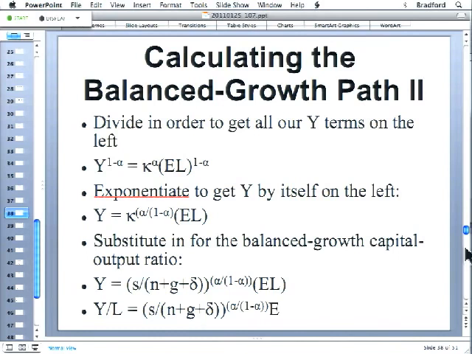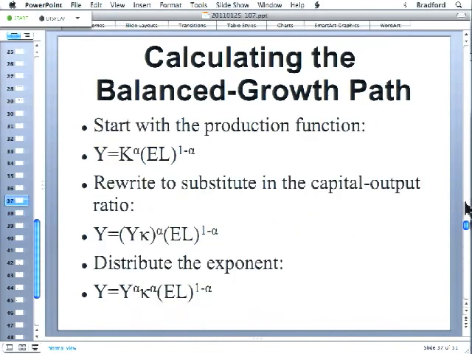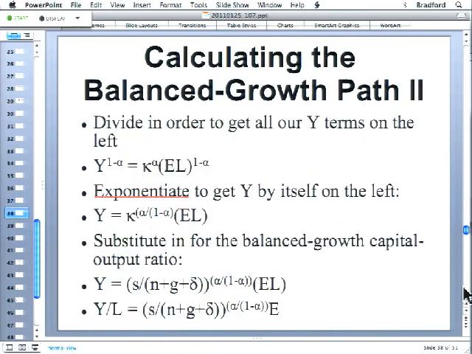variables: the depreciation rate delta, the growth rate of technology G, the population growth rate N, and the share of production S that is being saved and invested. Which means we can calculate where the economy is likely to be and also how changes in any of these things are likely to affect the overall level of prosperity.